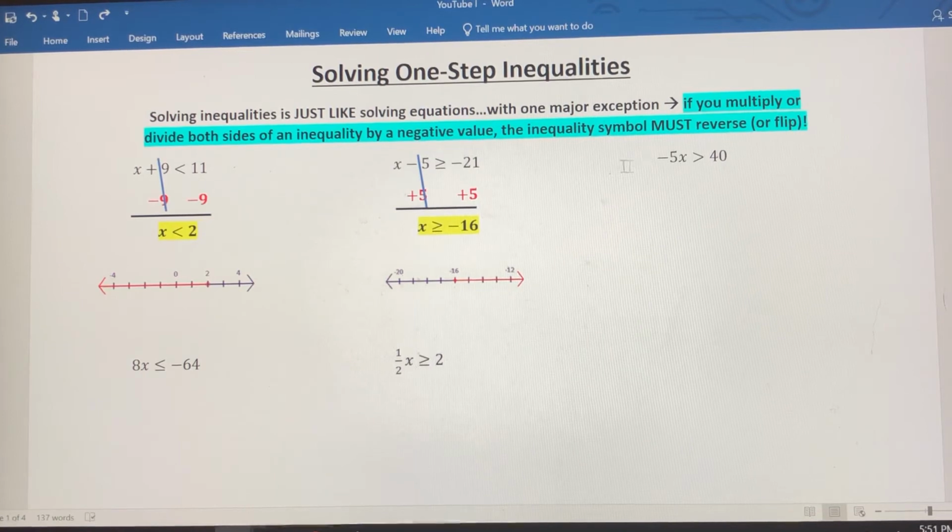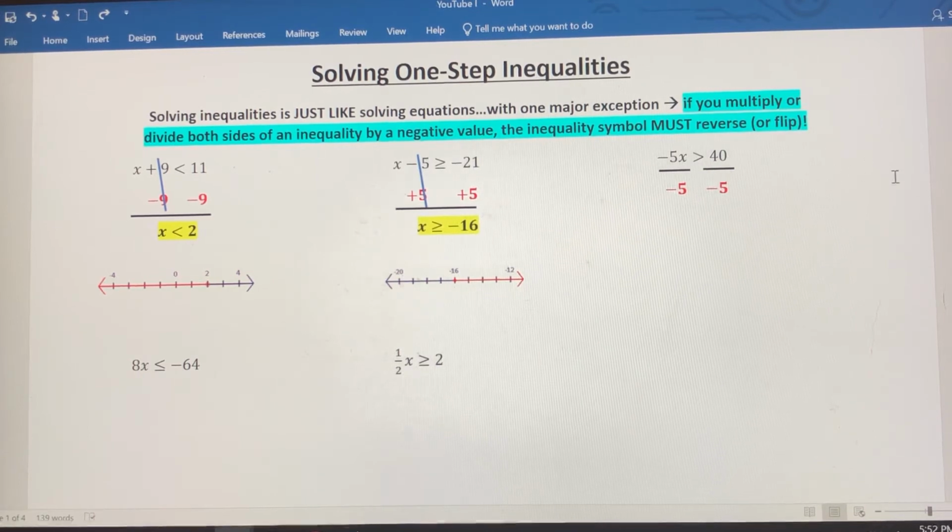Let's move on to the next one. Negative 5x is greater than 40. I want to get x by itself, so again, use inverse operations. This means negative 5 times x. The inverse of multiplication is division, so I want to divide both sides by negative 5.